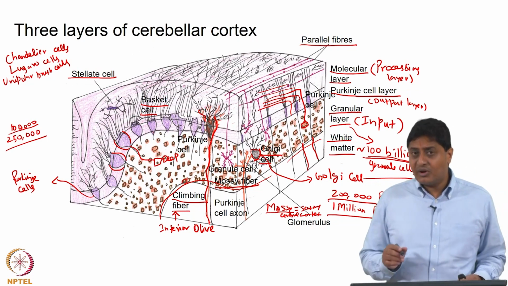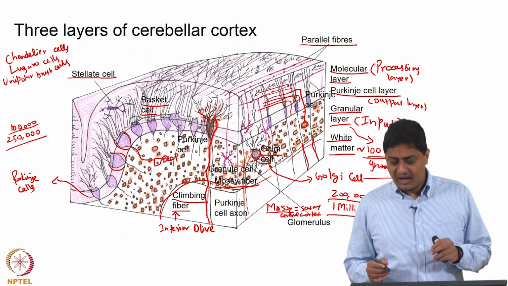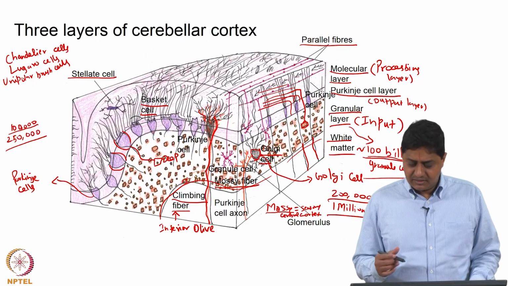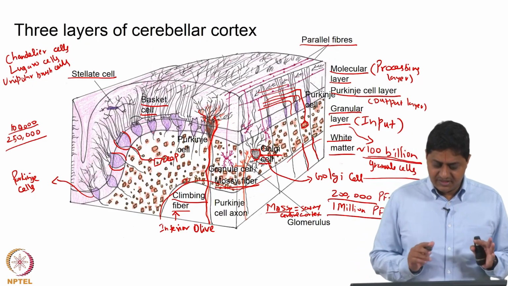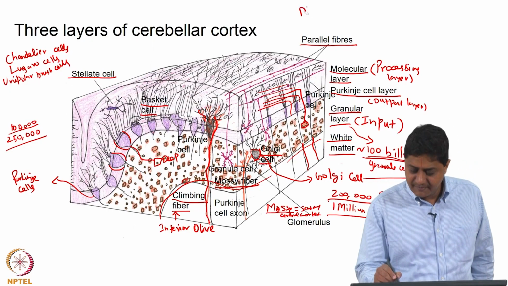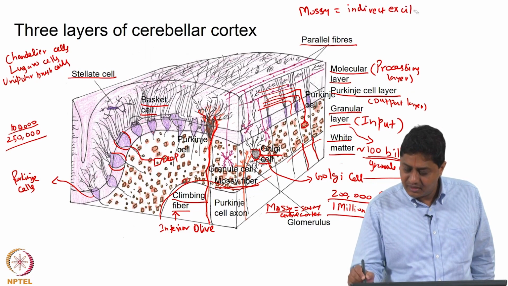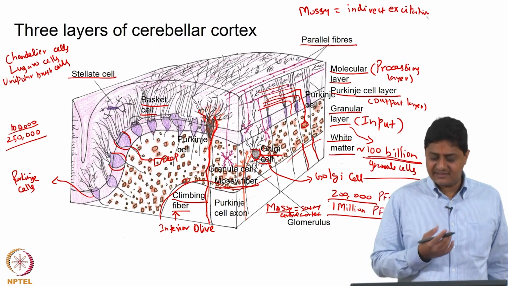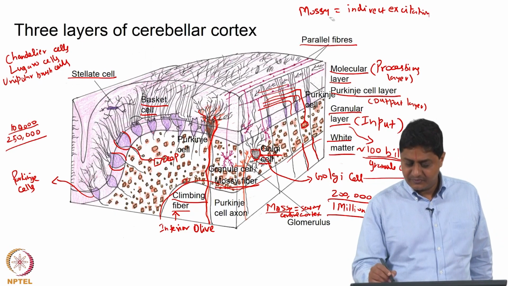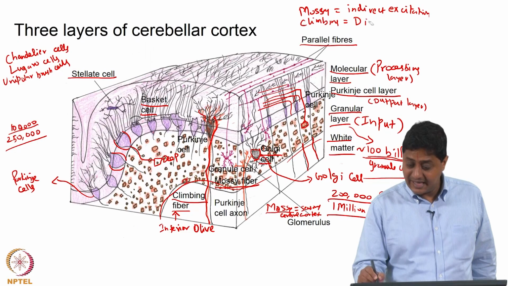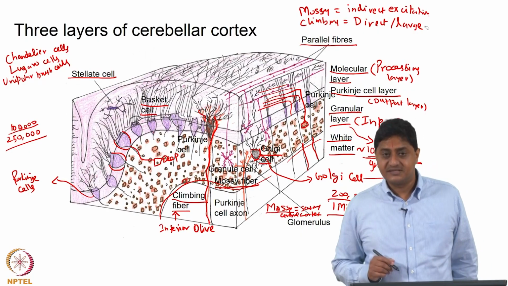Whereas the mossy fibers project to the granule cells and through the granule cells control or modulate the function of the Purkinje cells. So, let us remember the differences. Mossy fibers provide indirect excitation to the Purkinje cells, whereas climbing fibers provide direct and relatively large excitation of the Purkinje cells.